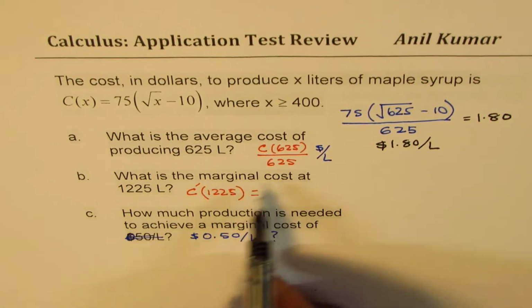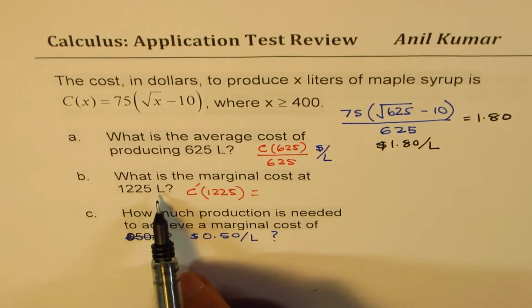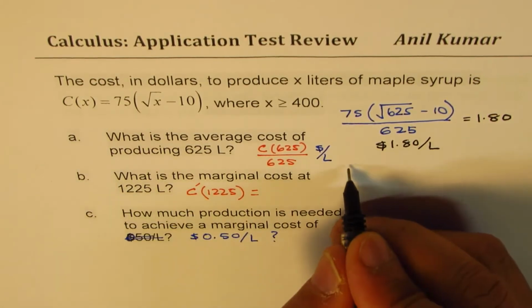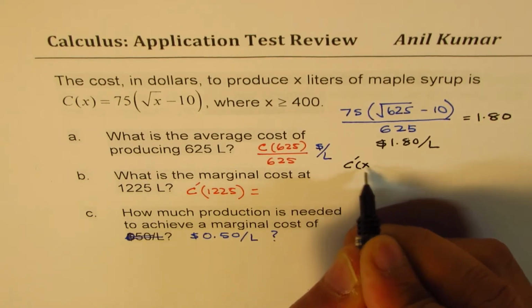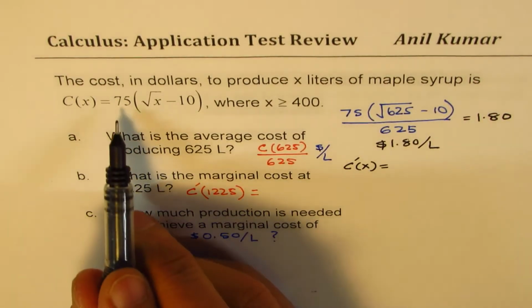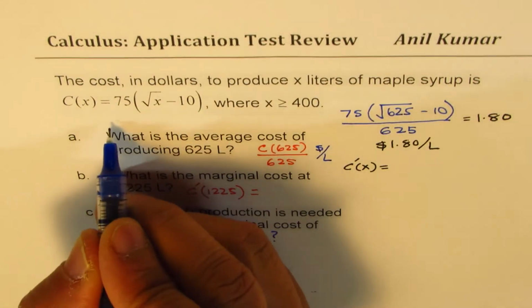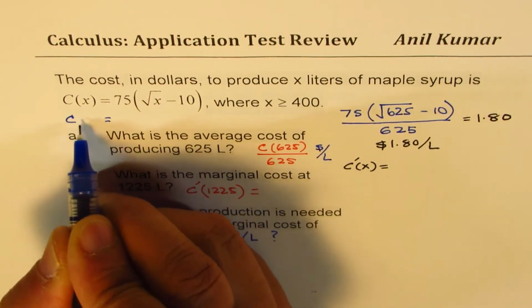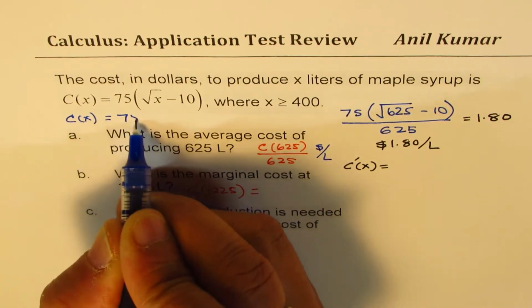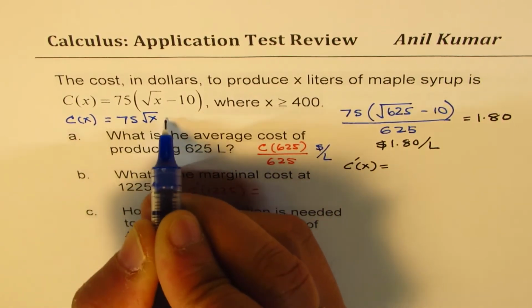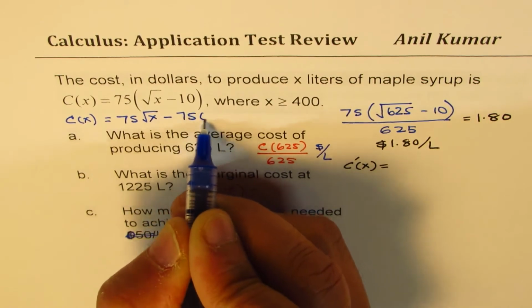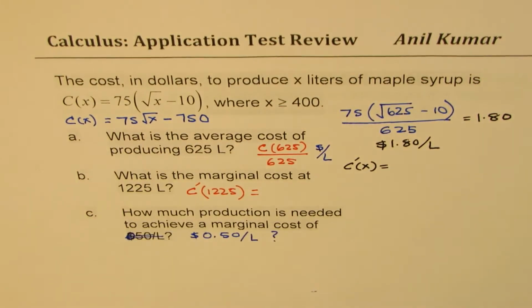Part B. What is the marginal cost at this level? So let's find the derivative. So the derivative for our cost function is, so you could actually rewrite this. So it helps at times. Let me rewrite and show you how it helps. So we can write this cost as 75 square root x minus 750. You get the idea. Perfect.